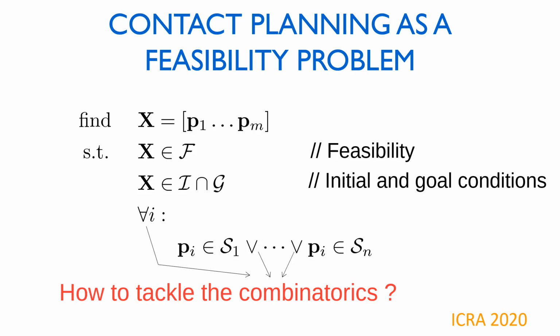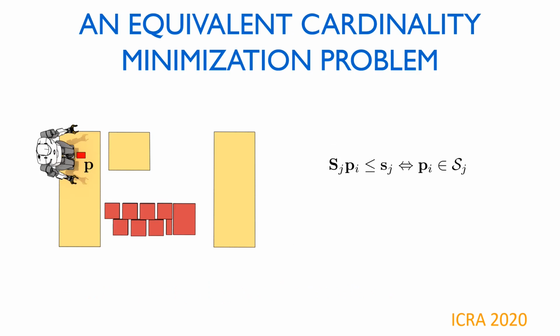For this, we will assume that the feasibility, initial and goal constraints are convex as detailed in the paper. If a point Pi lies on a surface Sj, then this inequality is necessarily satisfied. As there are no overlaps between the contact surfaces, only one such inequality can be satisfied at each phase. But what if we wanted to satisfy them all simultaneously?